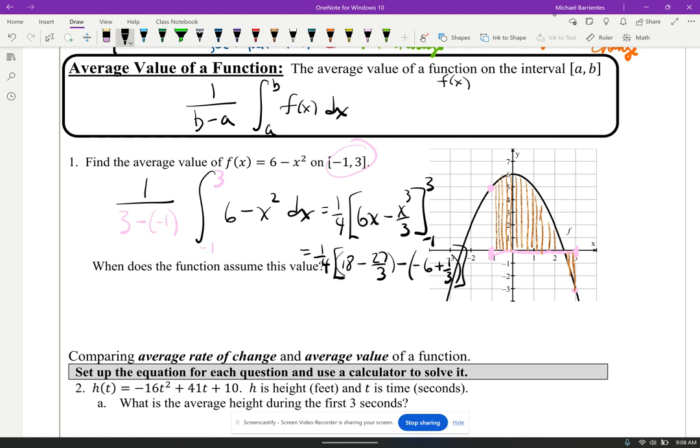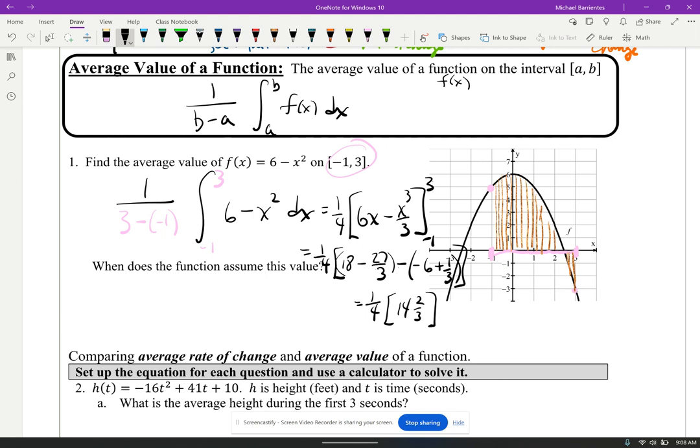I'm still going. So this equals 1/4. I believe this is 9. So 18 minus 9 is 9. Plus 6, that's 15, minus 1/3. So I believe this is what I have. And I can change this: this is 14 and 2/3. That's what I needed.